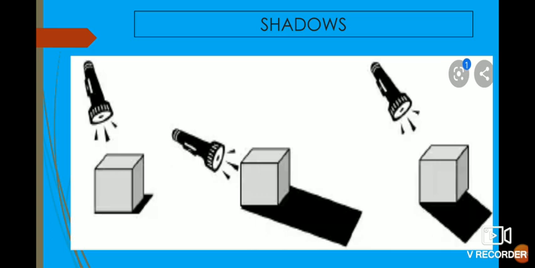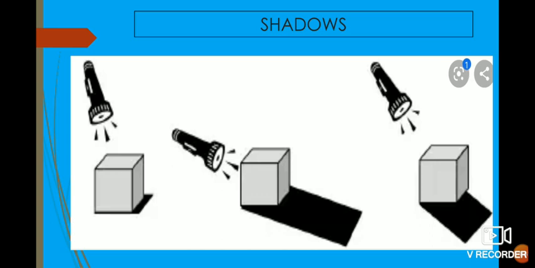So, the second example shows you a cube. The object is the cube and the source of light is a torchlight. When the torchlight is shone right above the cube, can you see the shadow? The shadow is so small that it does not look like a cube. When I have lowered the torchlight to a very acute angle, see the shadow. The shadow is so long that it is actually rectangular in shape rather than a cube. And in the third picture, when again I take it up, you see a cuboid form of shadow.